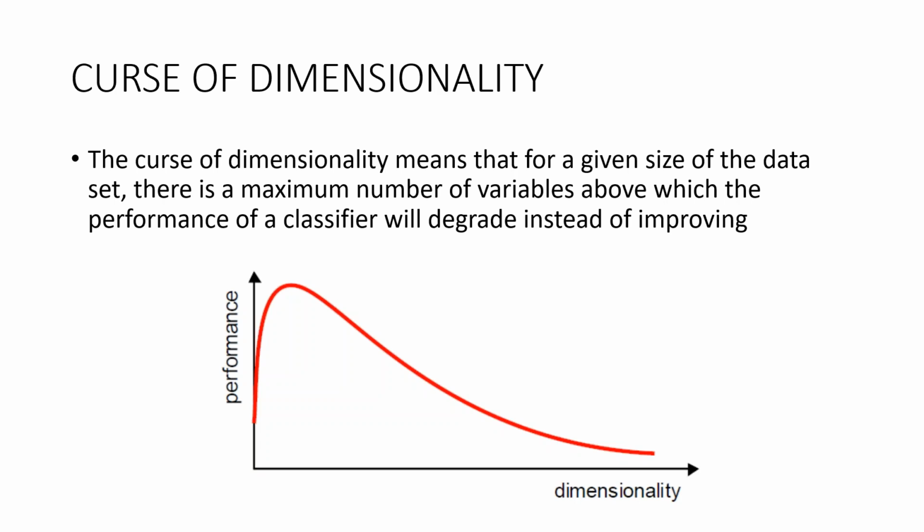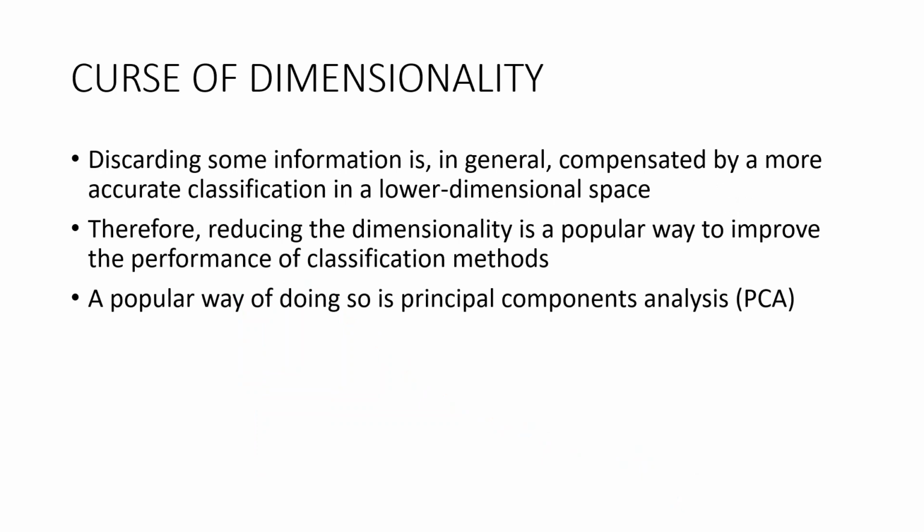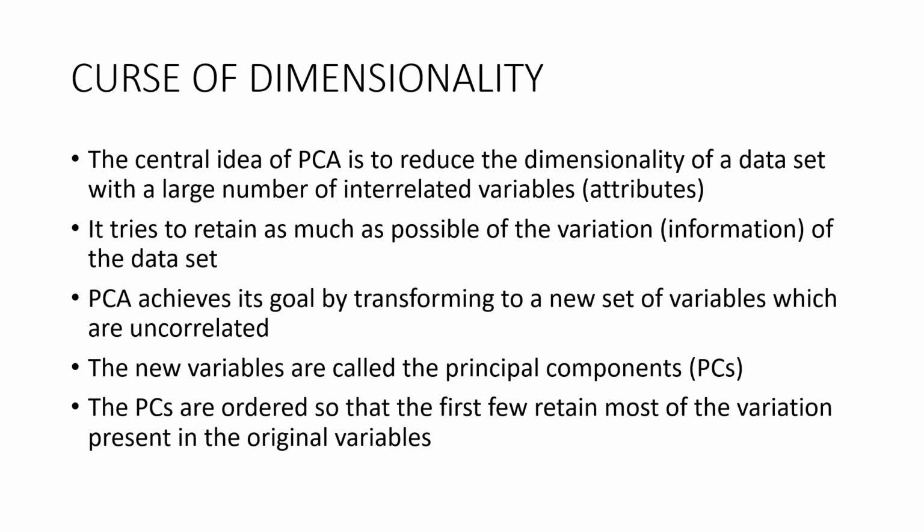So you have to kind of experiment and play around and see. Generally, the way you solve that is you get rid of some of the variables you have. One popular way is known as principal components analysis. All principal components analysis does is reduce the dimensionality of the number of variables. We have a large number of interrelated variables. Essentially, it retains as much of the information in the data set as it can by transforming to a new set of variables that are uncorrelated.